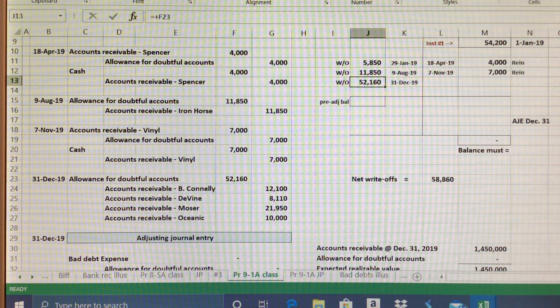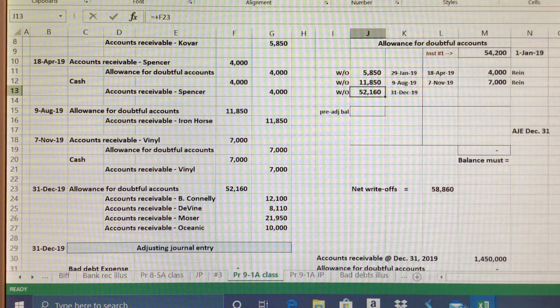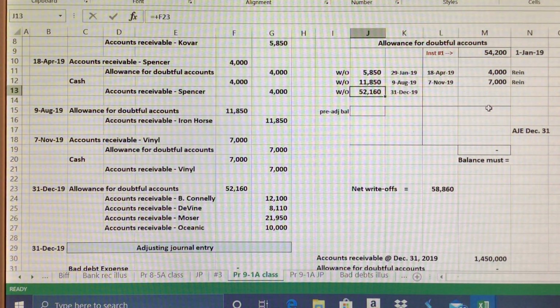Could you have made 4 debits? Yes, of course you could. Wouldn't be necessary, however. All right, now we're at the end of the year, and it says they did an analysis of accounts receivable, and they estimated that $60,000 will be uncollectible. An analysis of accounts receivable is the same thing as an aging of accounts receivable.